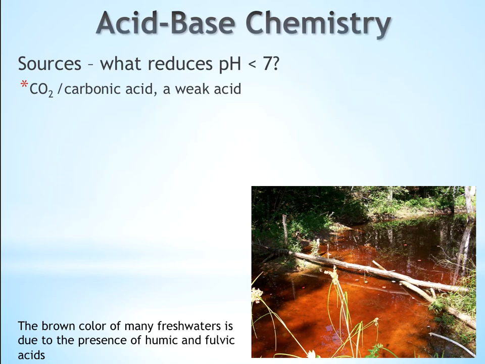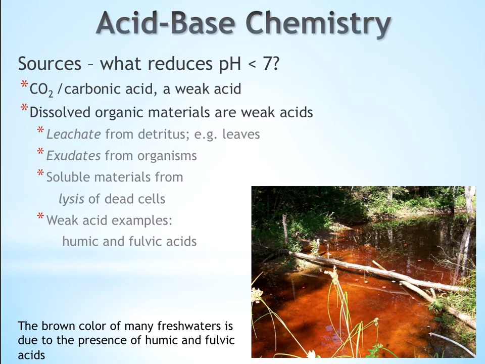So we know that CO2 reduces the pH of water below 7, but there are other things in there. The big other one is dissolved organic matter, which are weak acids, and this includes things like leachate from detritus and leaves, exudates from organisms, root exudates and bacteria, for example, worms even, soluble materials from the lysis, or splitting, of dead cells, and then weak acids, things like humic and fulvic acids that are very decomposed organic matter. These things are what give us this brown color in forest waters.